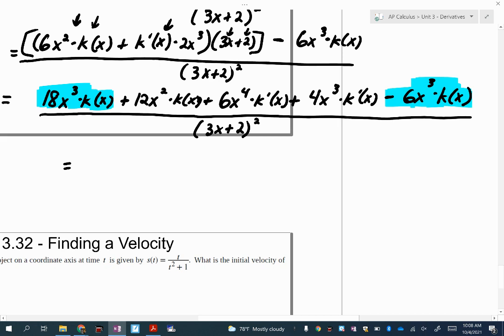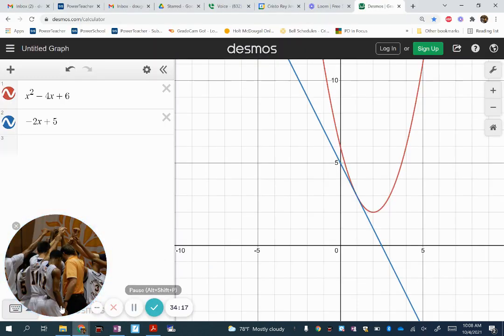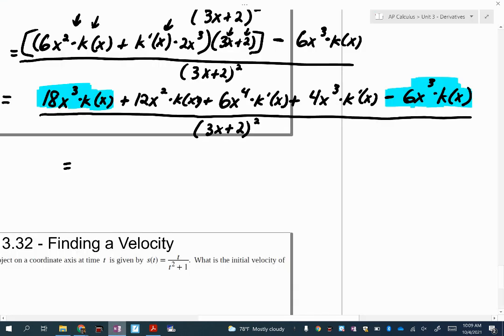Actually, you know what? I think let me check. I'm going to pause for a second. I think they wanted me to write in standard form with the derivatives of k of x last. Let me just confirm that. Yes, so the way they do it to finish it is they don't actually put those ones that I highlighted together. They leave them separate, and they put the k of x first.